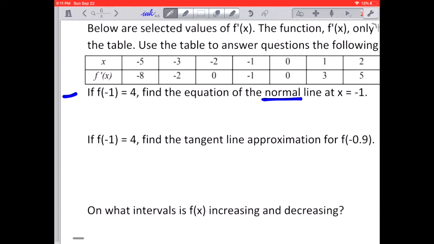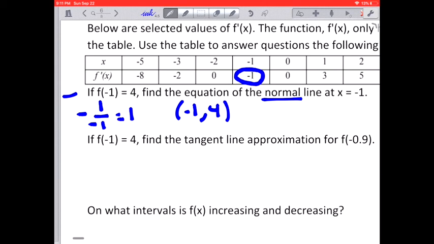So I look at negative 1, and I see the derivative is negative 1, which means that the normal line is going to be the negative reciprocal of negative 1, which is just a positive 1. So that will be my slope. It gave me a point of negative 1 comma 4.